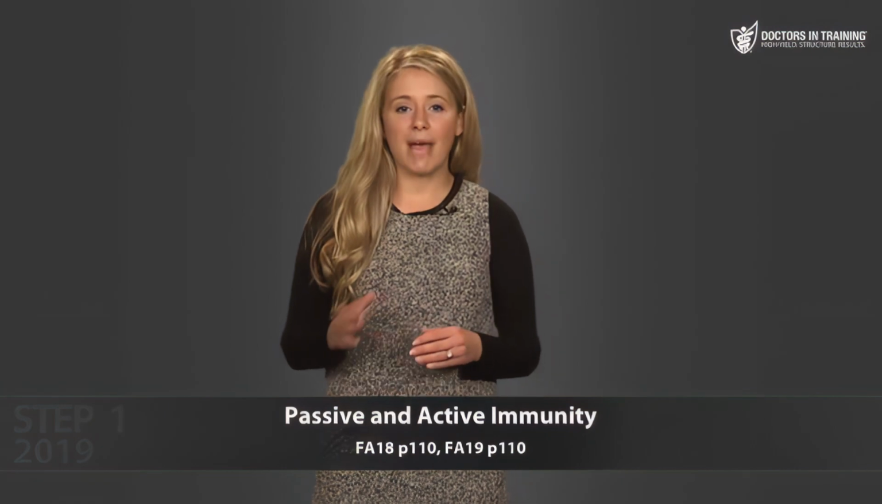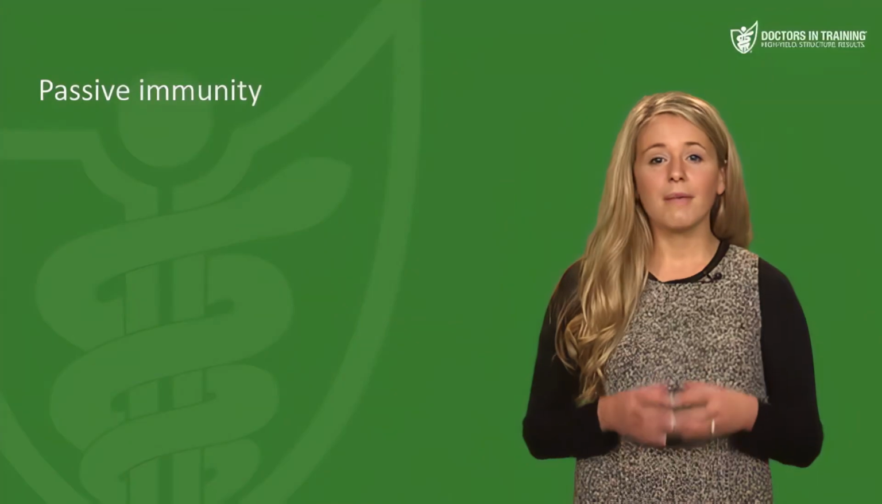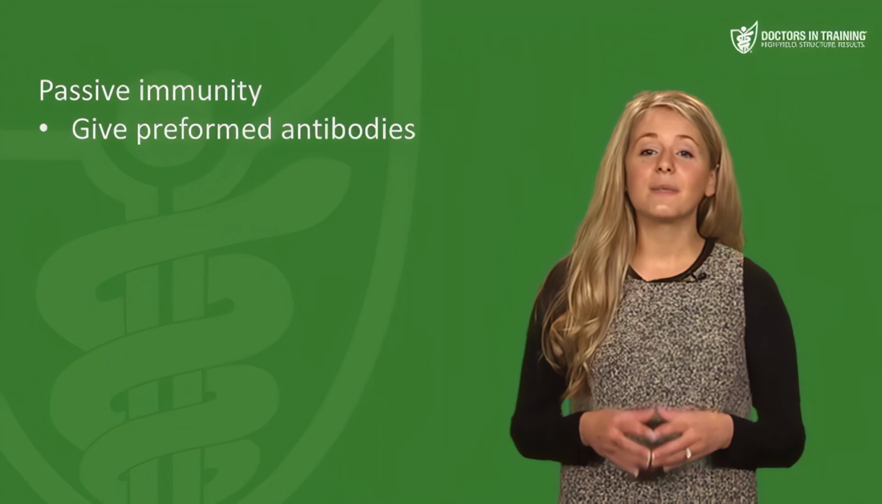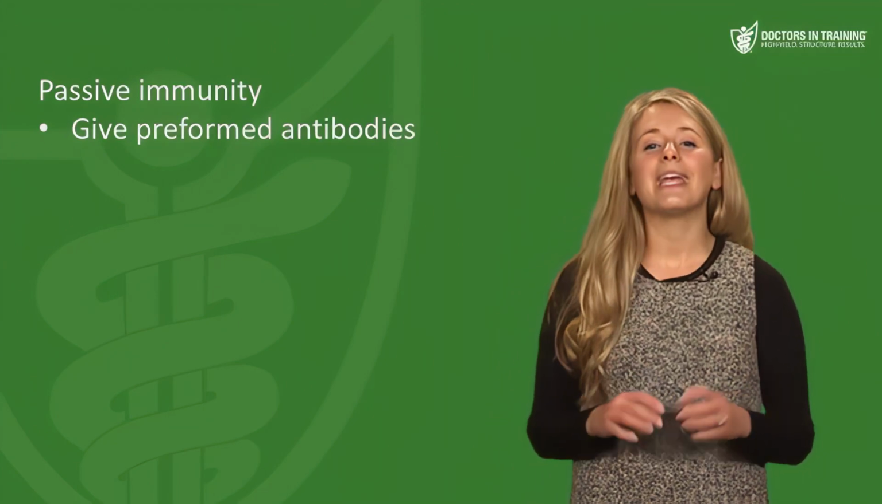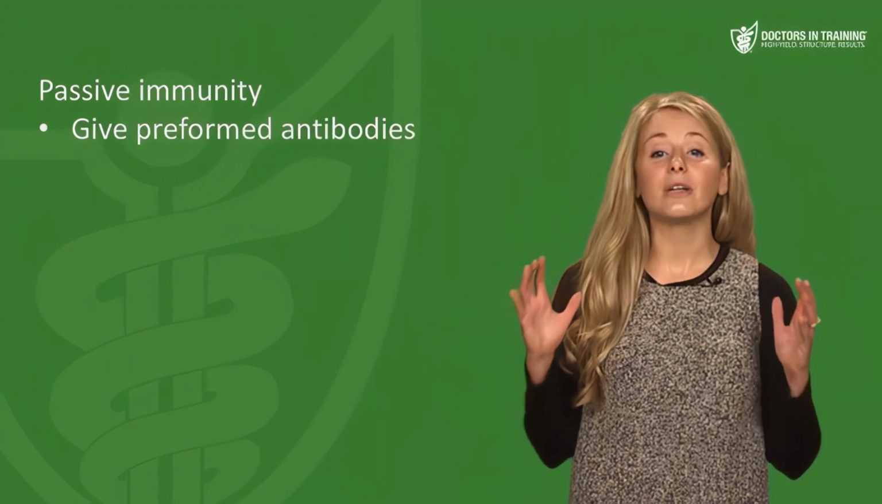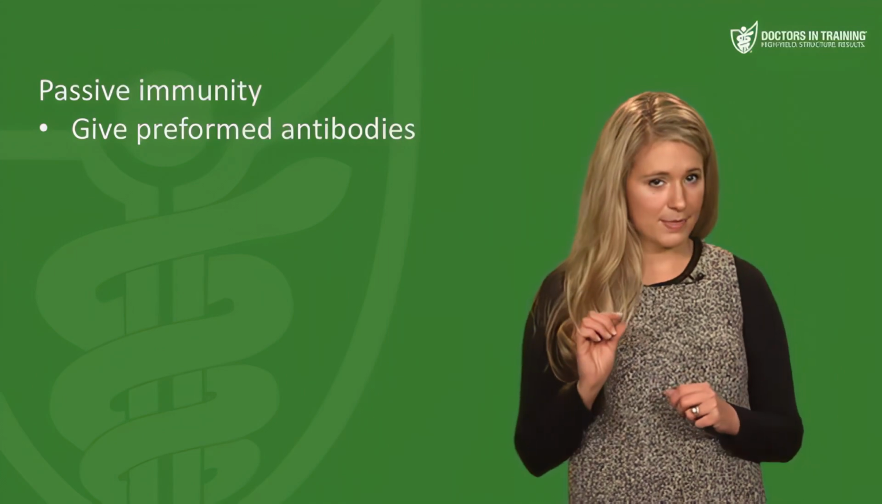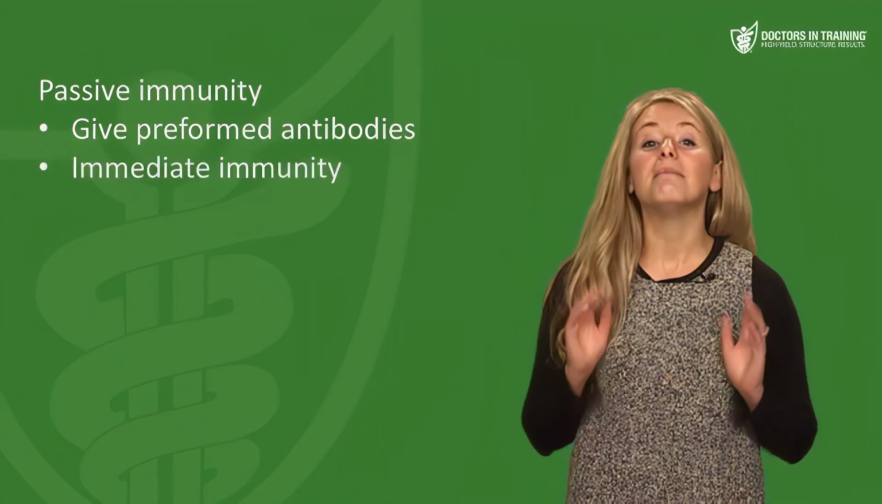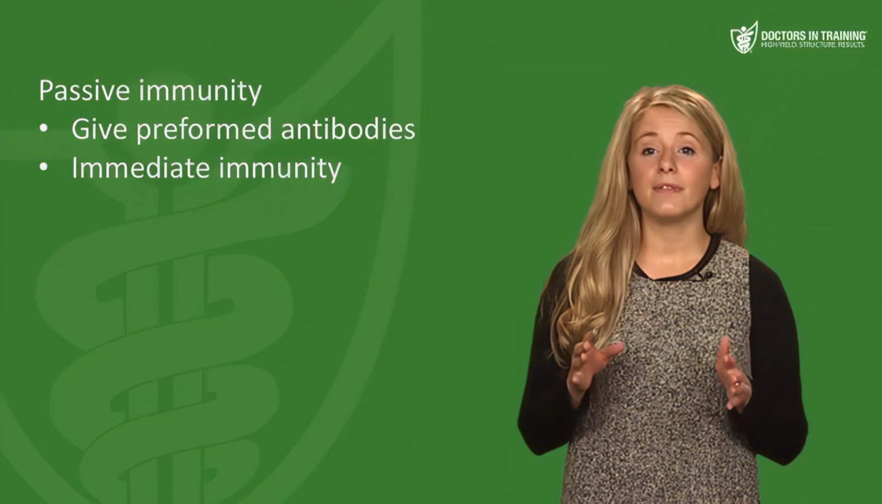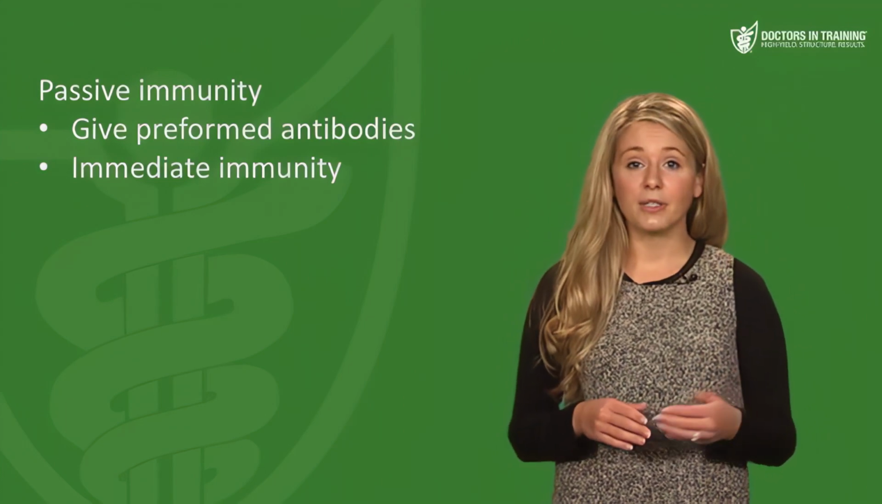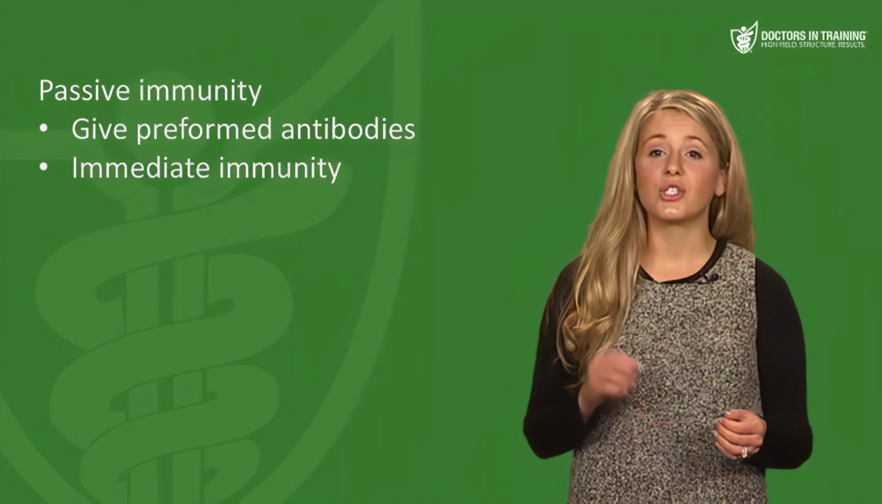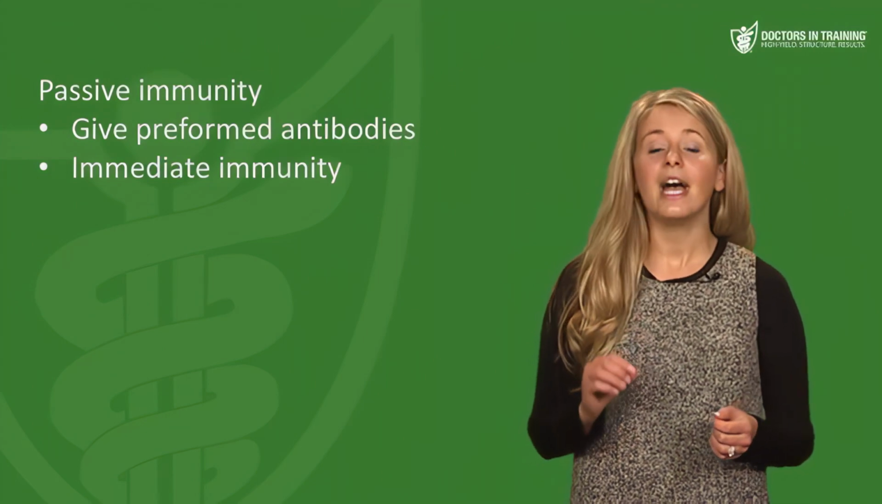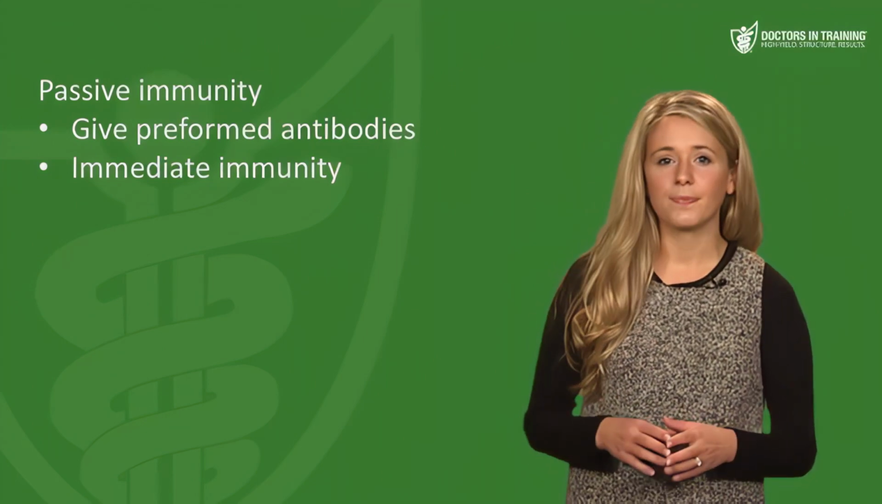We've briefly mentioned passive and active immunity. Passive immunity is where you give someone preformed antibodies that were made outside the body to enhance their immune system for a short period of time. And obviously, this provides immediate immunity. An example of this is IgA in breast milk. The IgA in breast milk provides a certain amount of passive immunity against specific pathogens.